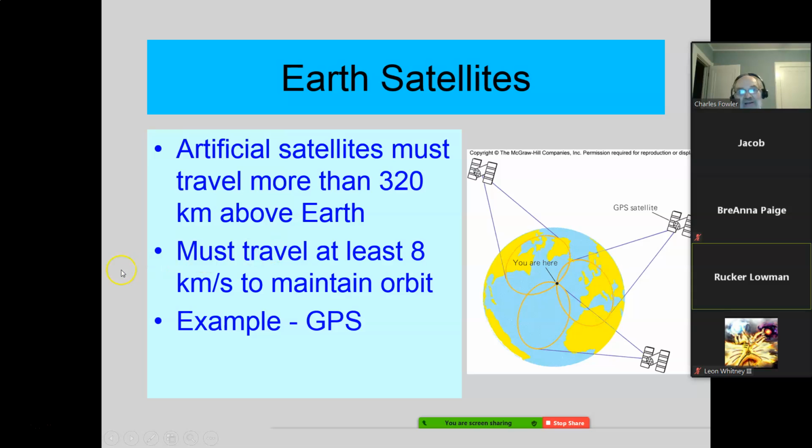Now, here's what you're talking about with GPS. These satellites are what they call geosynchronous satellites. In other words, they stay the same place above the Earth all the time. As the Earth spins, they go right with it. So they are not moving relative to Earth. You got one here, one here, one here.